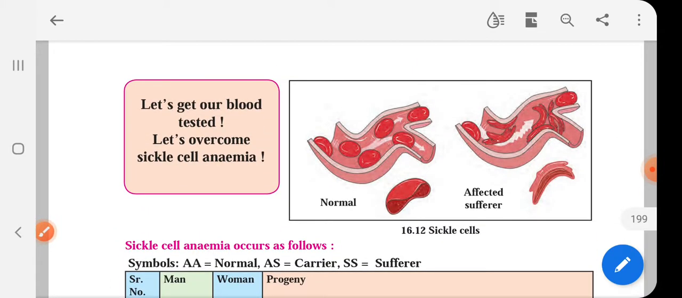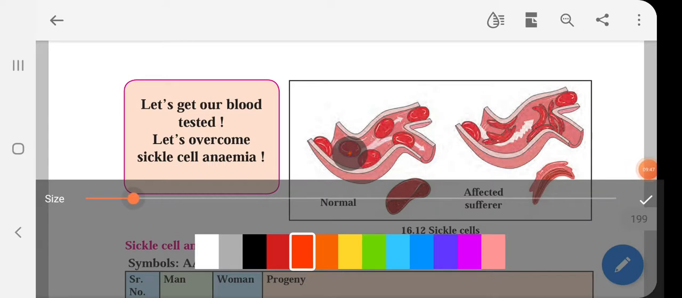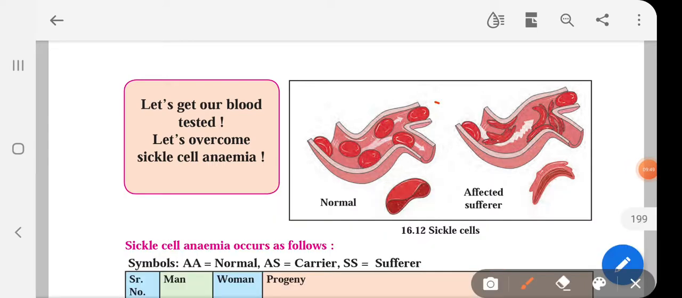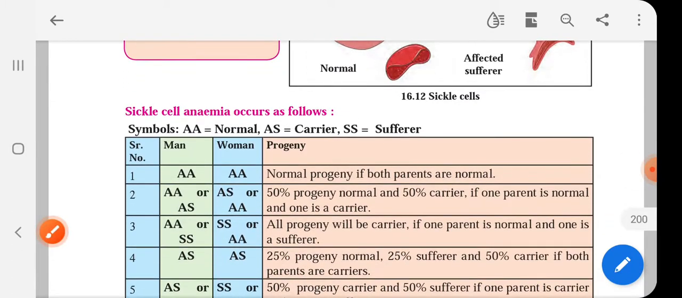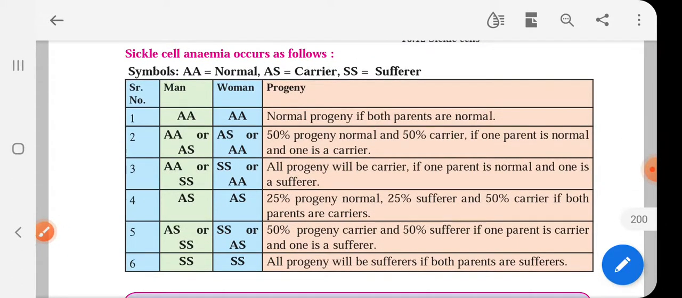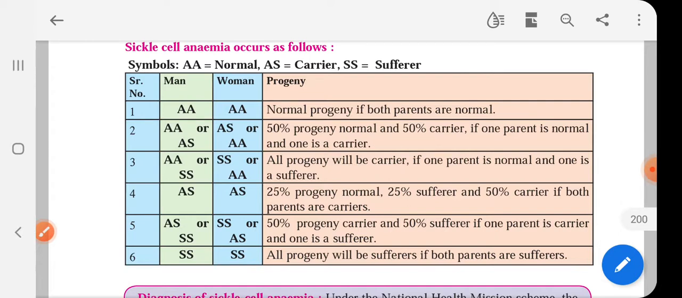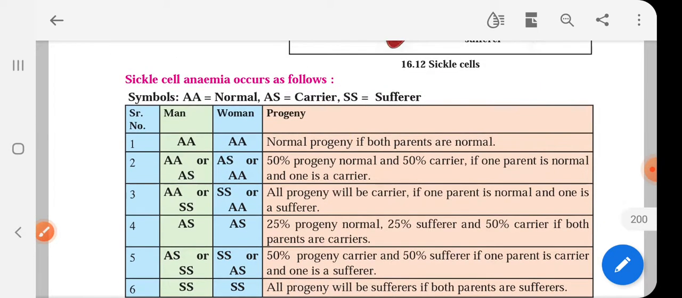So here you can see in the diagram, this is normal, and here the affected one. See the normal, how they look: biconcave. You can see here, and here they become reduced in size. This is normal and this is the affected sickle cell. Here it is given how sickle cell anemia occurs as follows: normal, carrier, or the sufferer.